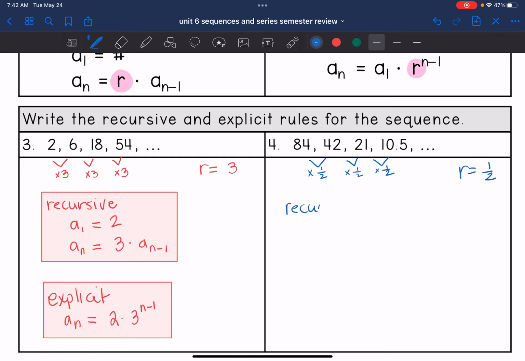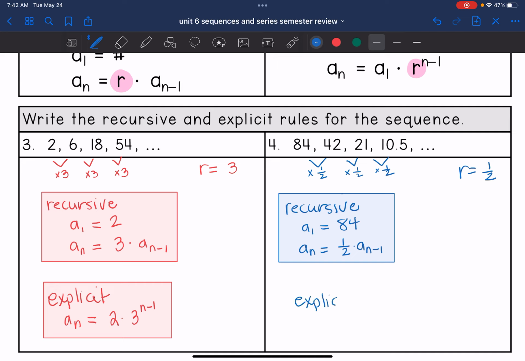Recursive rule: a sub 1 was 84, so that's our starting off point. And then for a sub n, just take half of the previous term. So there's our recursive rule. And then for explicit, a sub n equals 84 times (1/2) to the n minus 1. So when r is a fraction or a negative number, you'll see it in parentheses like that.